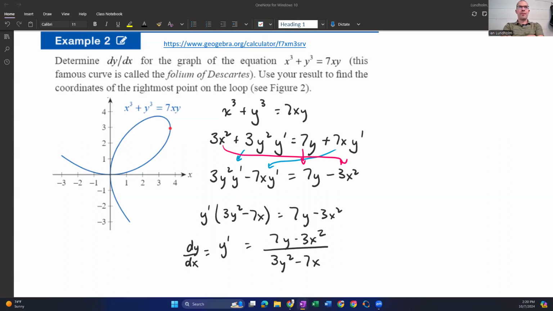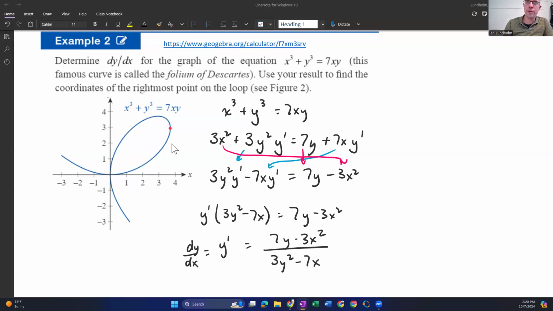So we've got a derivative, but we want to utilize this result to find the coordinates of the rightmost point in the loop. So we want to find what are the coordinates of this point, and we're going to have to use some information about the derivative to do that. This rightmost point is going to happen where we have a vertical tangent line. A vertical tangent line is going to happen when the denominator of this fraction goes to 0. That's where it's going to look like we've got an infinite slope.